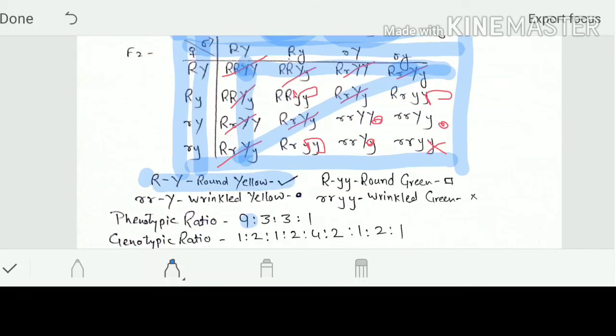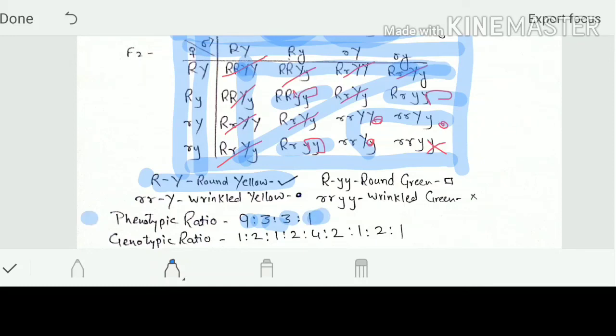Now round green, which means you have to count the squares. So the first square, the second square, and the third square. So you are having 3 round green. Now for wrinkled yellow, 1, 2, 3. Again 3 you are having. And the last but not the least, it is only one single, that is simply the wrinkled green. That is one only.